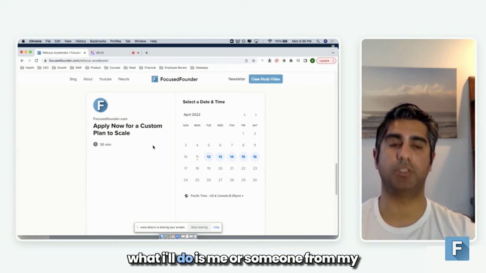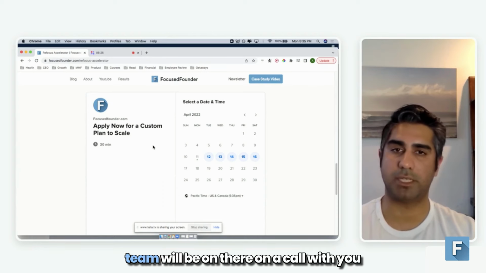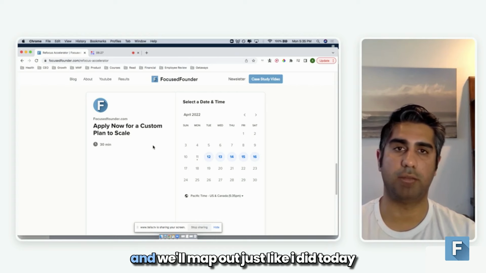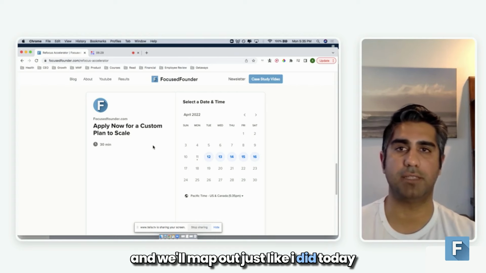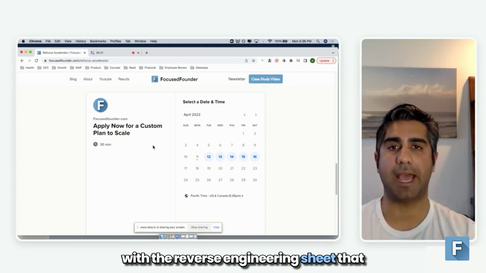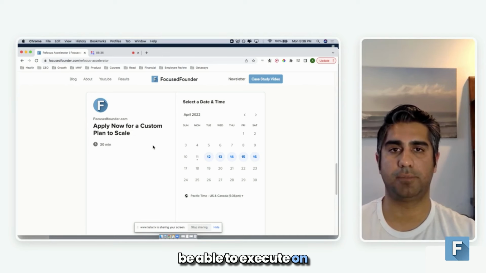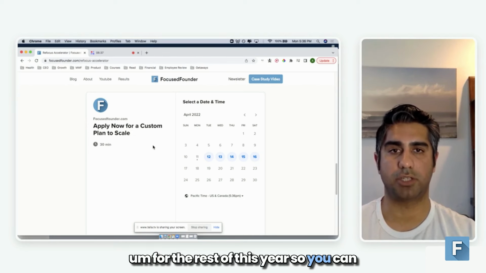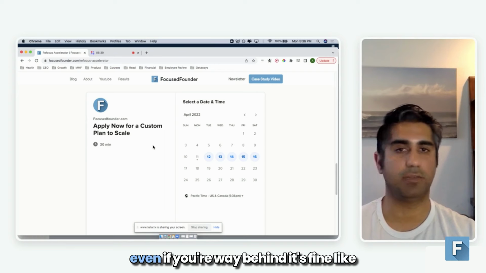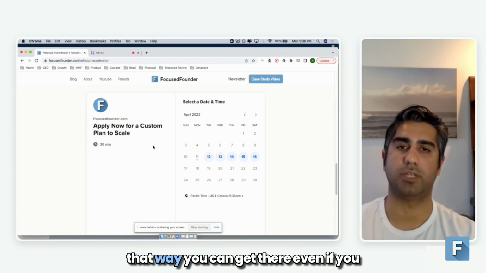And what I'll do is me or someone from my team will be on a call with you, and we'll map out, just like I did today with the reverse engineering sheet, that with you, so that way you have a plan to be able to execute on for the rest of this year, so you can hit the goals that you want to hit. Even if you're way behind, it's fine. We'll just readjust certain things so that way you can get there.